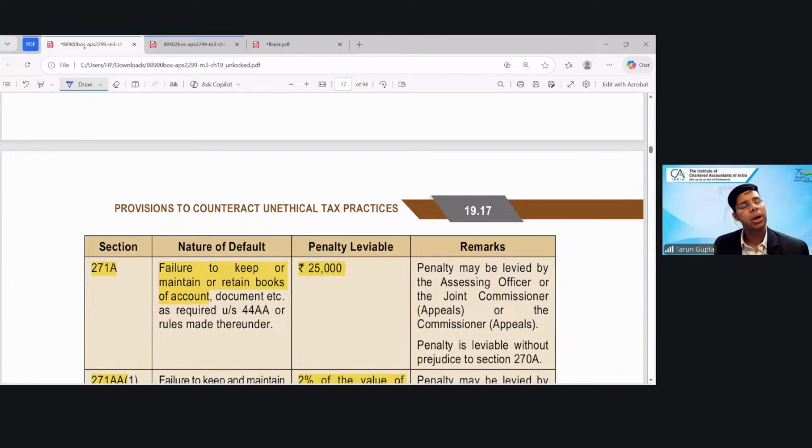Now we use underreporting, not concealment. Okay. Now there are other penalties which are specific to a default or event. So 271A, if the assessee failed to maintain books of account as is required under section 44AA, the penalty is equal to 25,000 rupees.